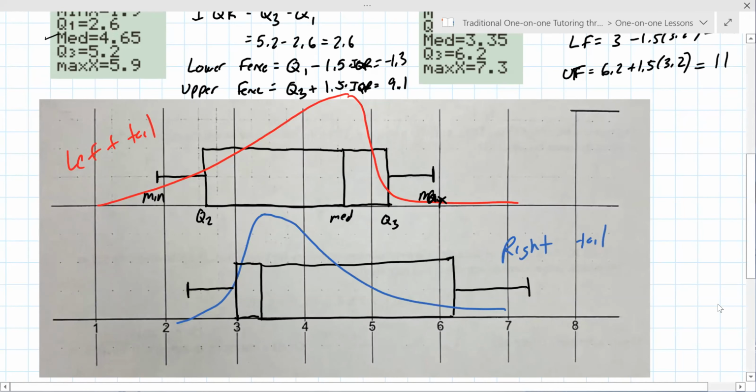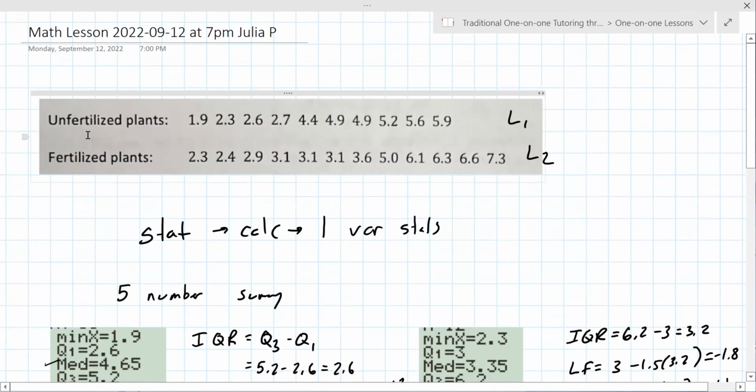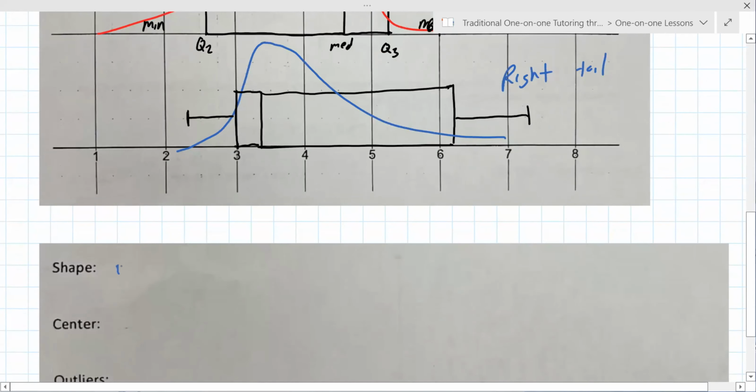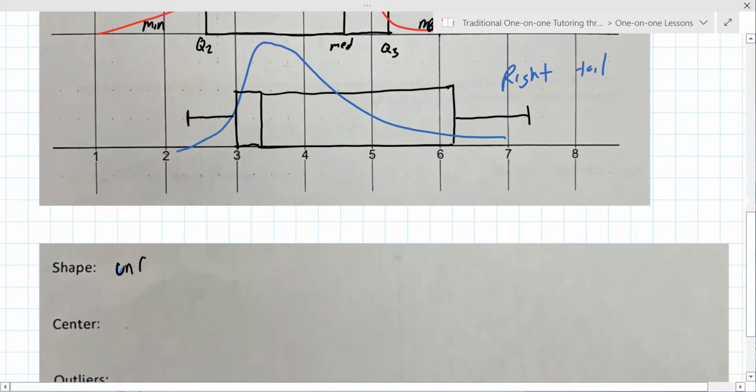So in terms of shape, that's what we're answering. So you have to be specific. You have to say the unfertilized is left-tailed, unfertilized, left-tailed, and the fertilized is right-tailed. Okay.